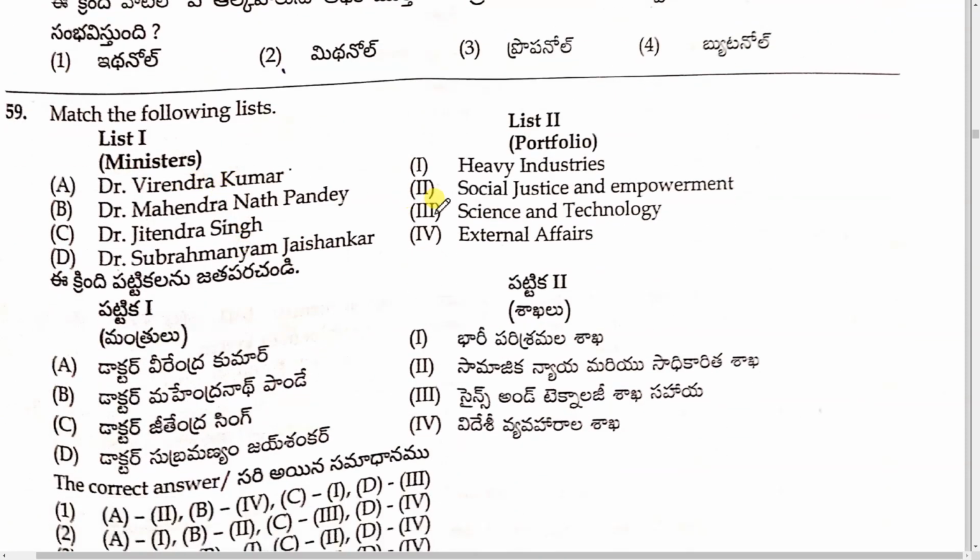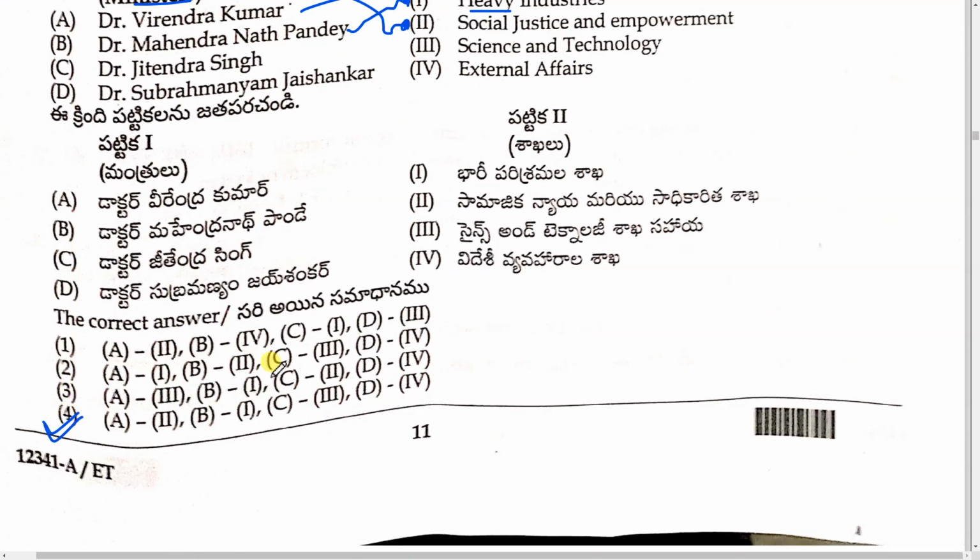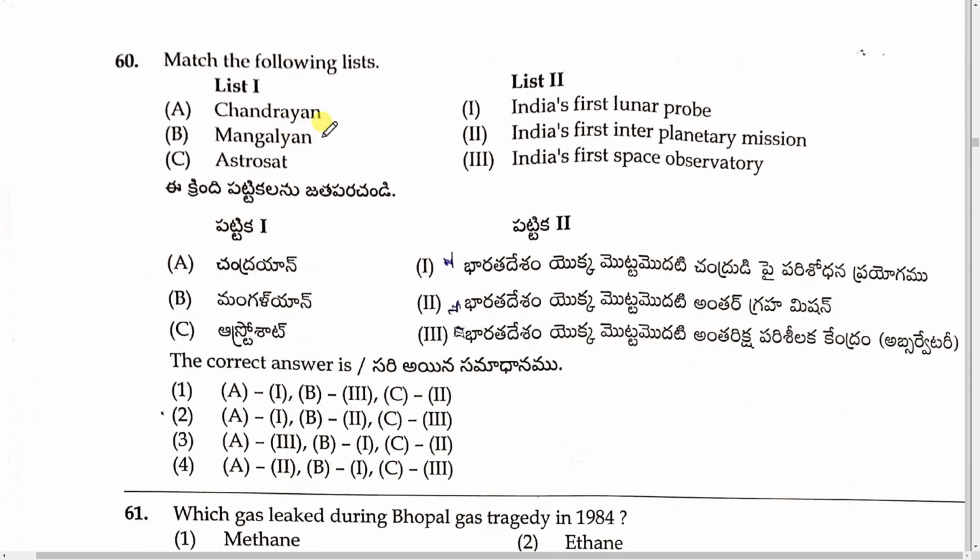Next, again here a list of ministers and portfolios is given. Virendra Kumar is the Minister for Social Justice and Empowerment, and Mahendranath Pandey is the Minister for the Ministry. From this we can select the list. So the correct list is, again we have to match the list.